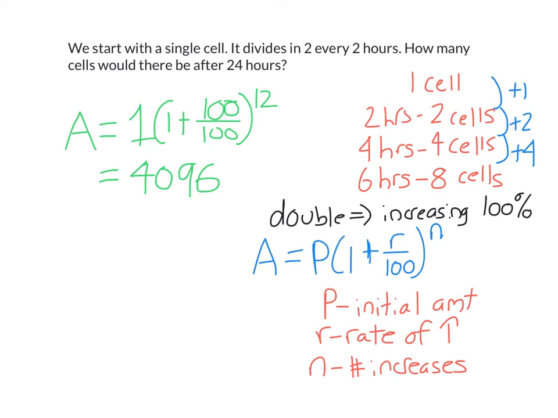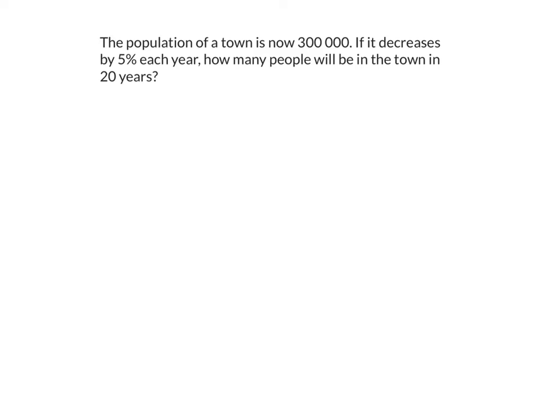Now we're going to look at an example of exponential decay. Let's look at this example here. Population of a town, 300,000, decreasing by 5% each year, and we'll figure out how many people will be in the town after 20 years. So this is an exponential decay question because the number is decreasing by the same percent each year. So at the end of the first year, we'd subtract 5% from 300,000. So there'd be 285,000 people in the town.